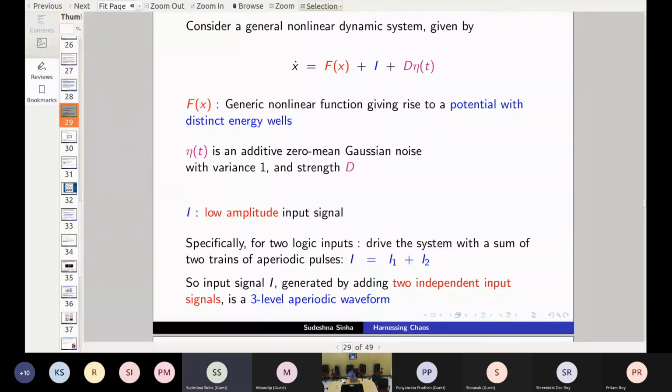Sudeshna, I have a question. Yes. Hello. I can hear you. Yeah, so it's kind of a very general question. Of course, we are more interested in scientific computing. So, what is the advantage of chaos computing over conventional computing when it comes to scientific computing? Right.